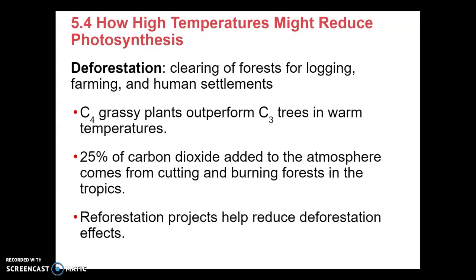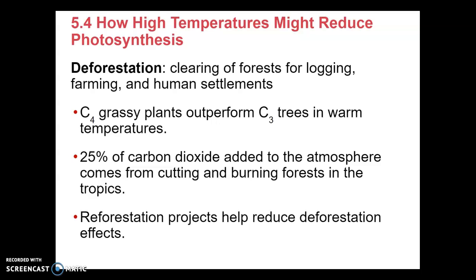And we see C4 grassy plants outperforming C3 trees in warm temperatures. And again, this is out of the efficiency of C4. It avoids photorespiration. It does things the right way to just create a better outcome for the plant and for the environment. And then we also have 25% of carbon dioxide being added to the atmosphere from cutting and burning forests in the tropics. So deforestation is decreasing available oxygen and increasing carbon dioxide, which has just a negative effect on the environment in general.